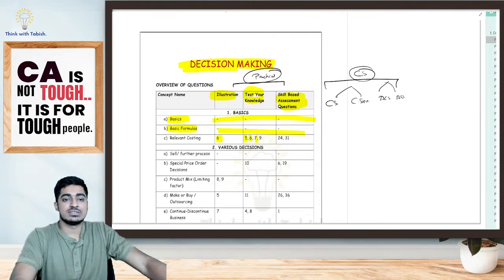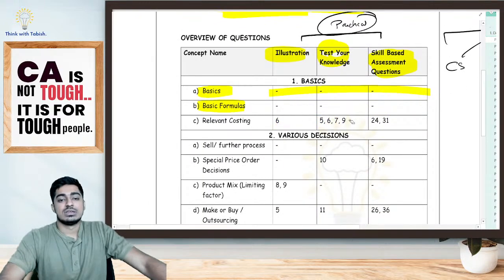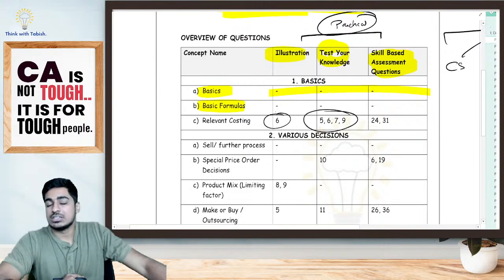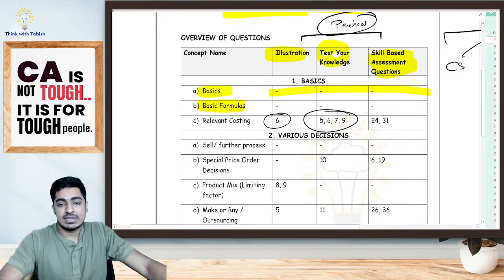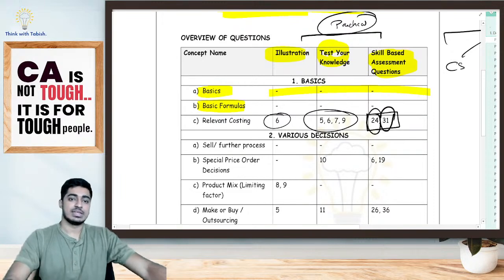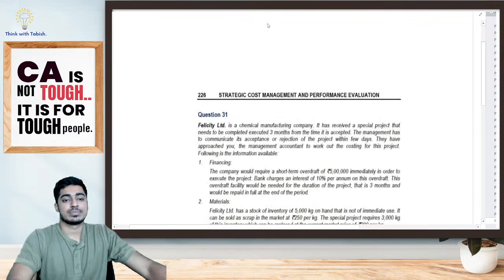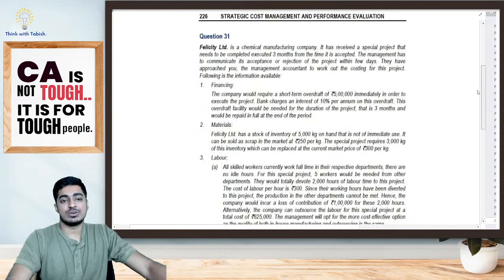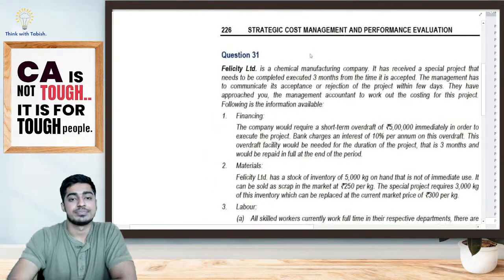So look at this first page. This is over. These four questions are over. We have understood everything logically, one by one. Now we have the final two questions: skill-based assessment question 31 and skill-based assessment question 24. Let us go to them one by one. Skill-based assessment question 31. Yes, let us have a look at the question.